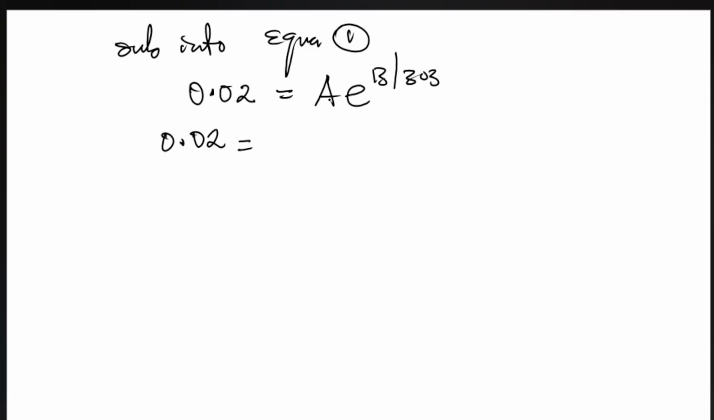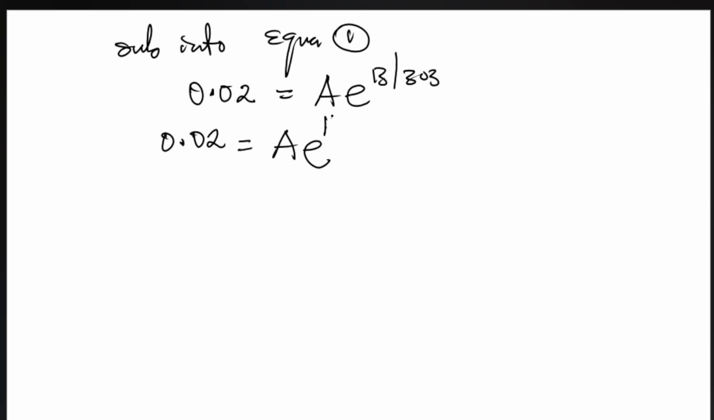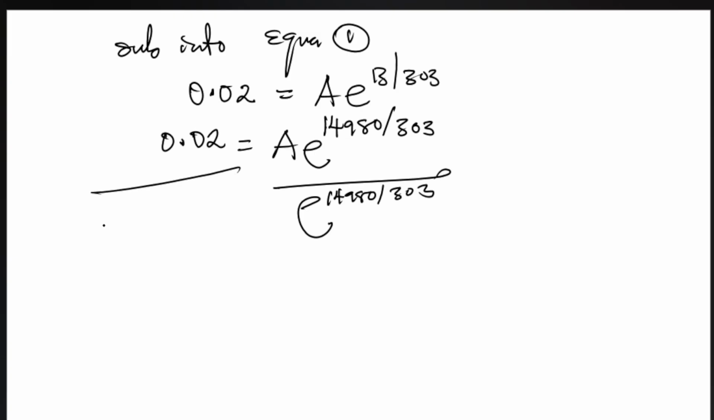So this will be 0.02, and this will be equal to, we don't know what a is, right? Exponential raised to the power of, what's your b? Your b was calculated, and we called b equation 3, to be 14980. So we have 14980 divided by 303. So what you simply do is, we have an exponential raised to the power of this, and we want to get a. You divide both sides by exponential 14980 divided by 303. You divide here by exponential 14980 divided by 303. And what will you arrive at?